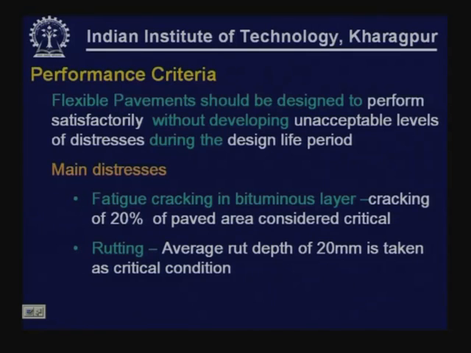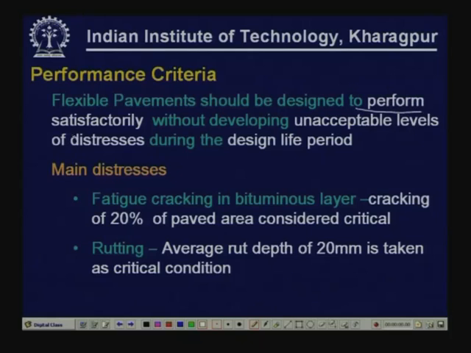Flexible pavements should be designed to perform satisfactorily. For that matter, all structures have to be designed to perform satisfactorily without developing unacceptable levels of distresses during the design life period. We have used certain keywords here: satisfactory performance. They have to perform satisfactorily, without the distresses reaching unacceptable levels during the design life period. If the design life period of a pavement is, let us say, about 10 years, then the pavement should not have excessive distresses during the design life period.